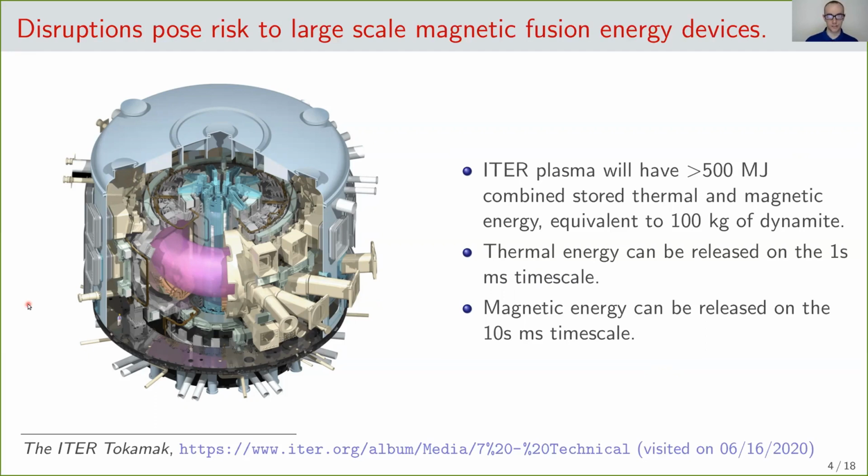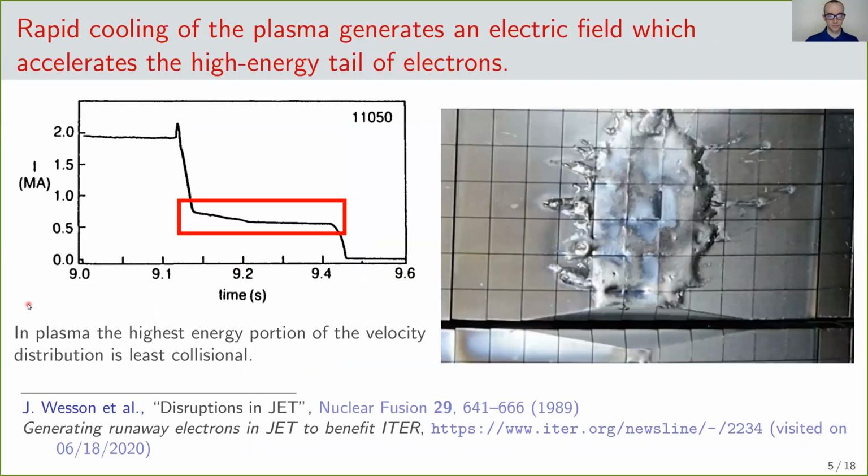So tokamaks are susceptible to what are called disruptions. This is just a sudden loss of control or confinement of the plasma, and all the stored energy can be released by a disruption on very short time scales, which of course risks damaging the device at these high energies. During these disruptions, there's often rapid cooling of the plasma, which can lead to generation of electric field.